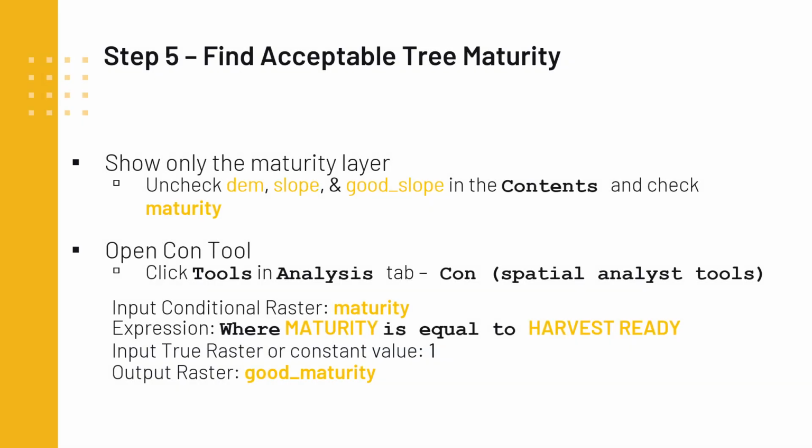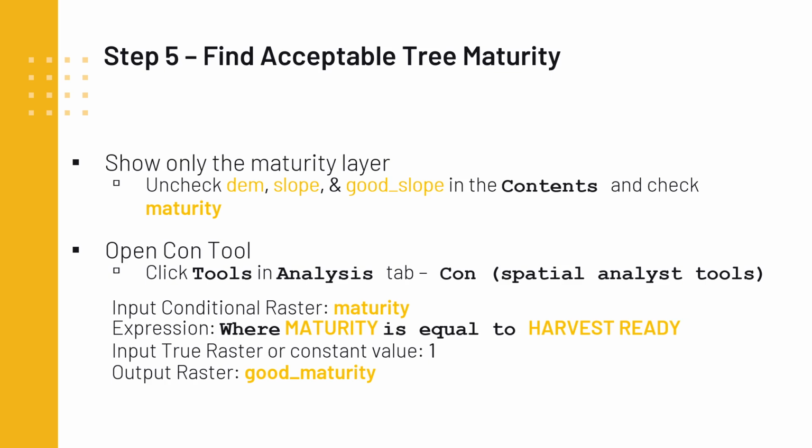So now that we found the good slope, we're going to look for the acceptable tree maturity. We're going to clean up our map a little bit just to make it a little more obvious what we're doing. So we want to show only the maturity layer. I want you to turn off or uncheck the DEM, the slope, and the good slope layers in the contents pane on the left side. Then check maturity on.